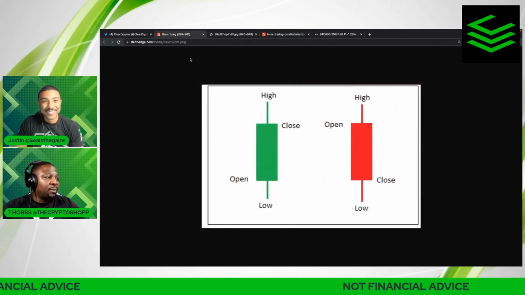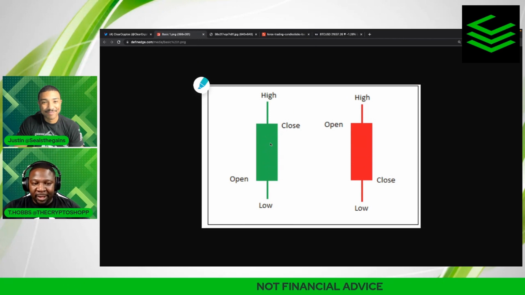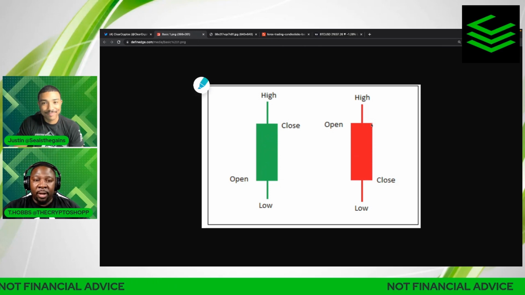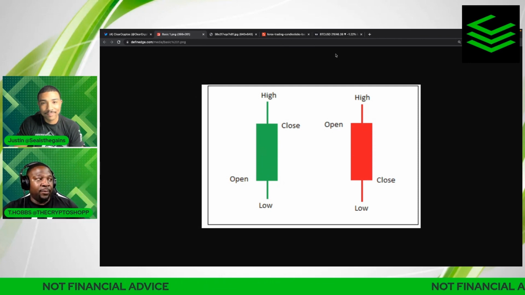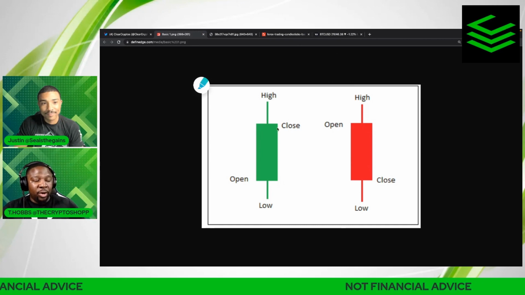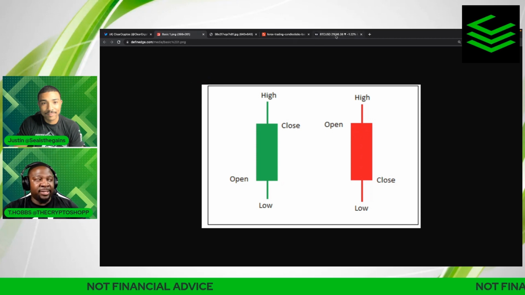But guys, just a quick review. Remember, the big thing to remember for green candles is they close at the top, they open at the bottom. Red candles open at the top, they close at the bottom. So that being said, how do you find this on TradingView? Well, remember, green candles close at the top, red candles open at the top. So remember I said that.